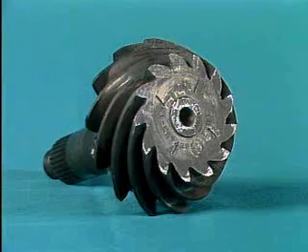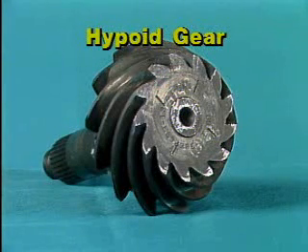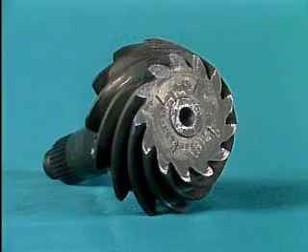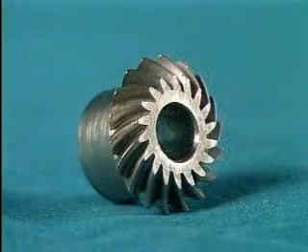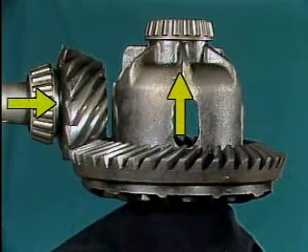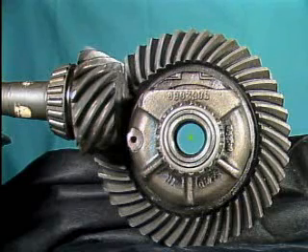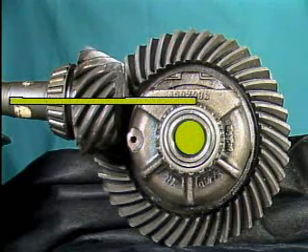Now, the last type of gear we're going to look at in this part of the program is called a hypoid gear. This is a typical hypoid gear. A hypoid gear resembles the spiral bevel gear in some respects. For example, hypoid gears are shaped like spiral bevel gears, and hypoids are used on cross-axis shafts like bevel gear sets are. But unlike bevel gear sets, the shafts of hypoid gears do not line up with each other. They're offset.